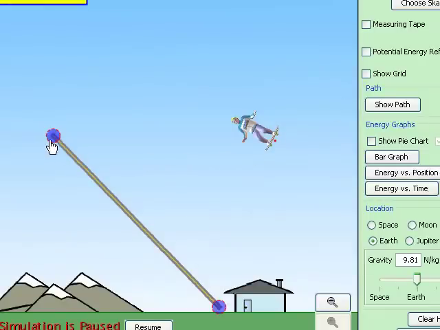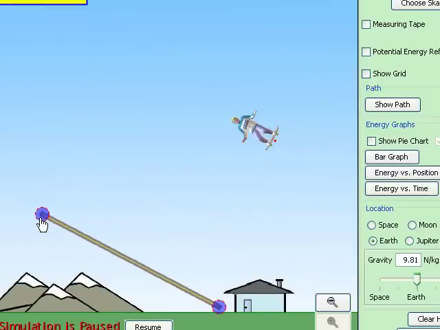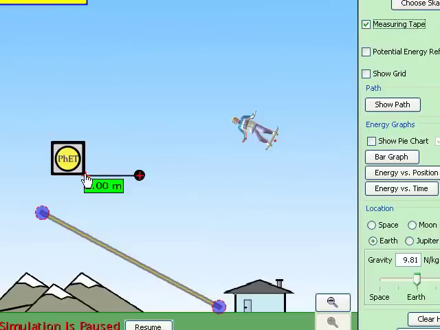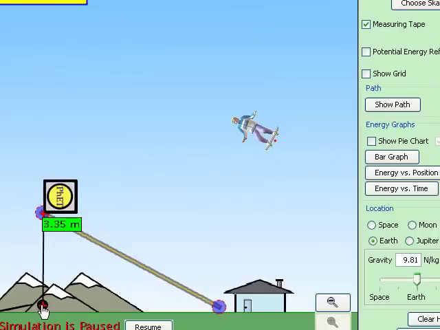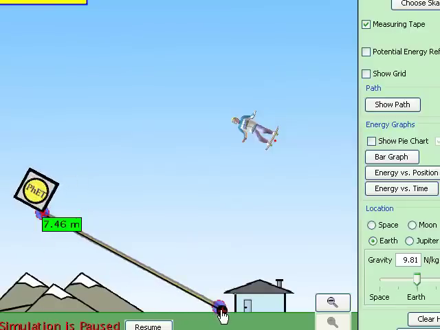Now, in order to measure my angle, I'm going to have to use a bit of trigonometry, so I'm going to turn on the measuring tape, and I will measure the length of the opposite side, 3.55 meters, and the length of the hypotenuse, 7.62 meters. And now I can use SOHCAHTOA and the inverse sine to figure out what the angle of my ramp is.